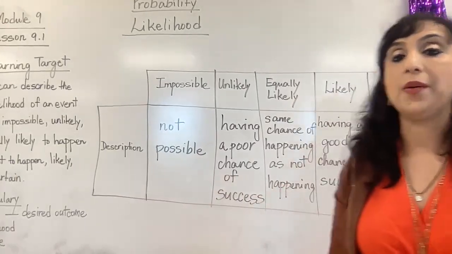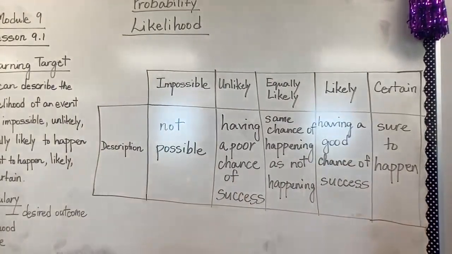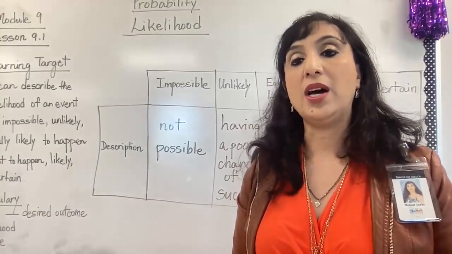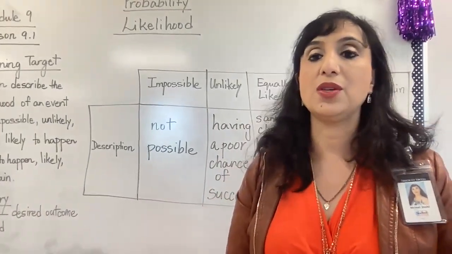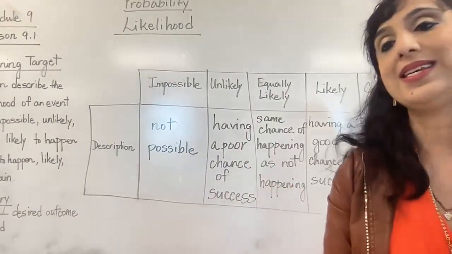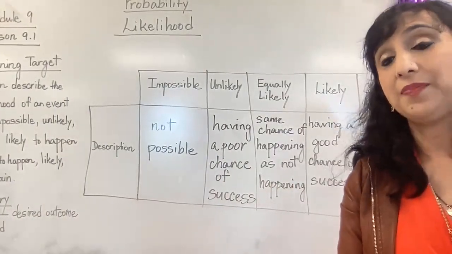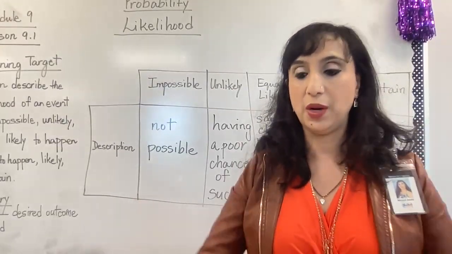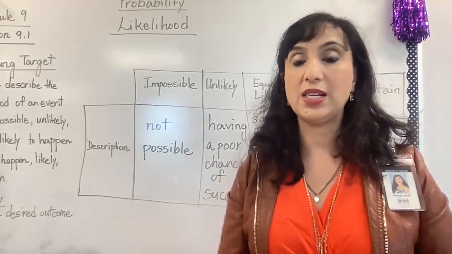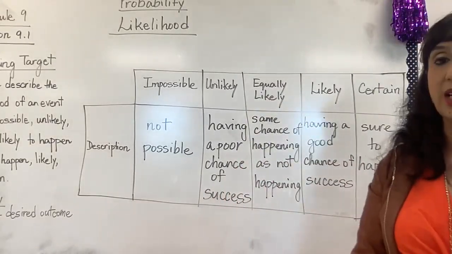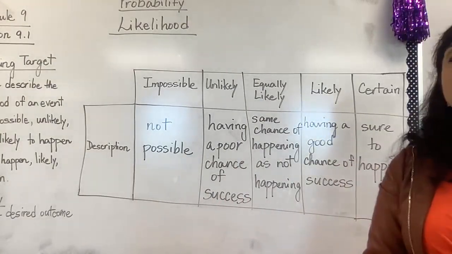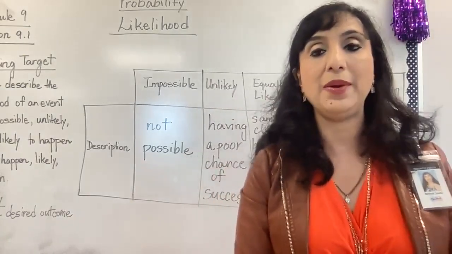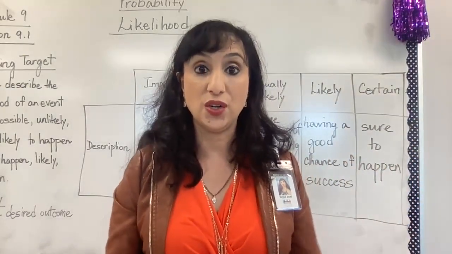Okay. So unlikely is having a poor chance of success. So when you have a majority of something else and a very small portion of what you're asking about, the event, then that is unlikely. Equally likely is when you have the same chance, when it's about the same proportion in both, then the chances of it occurring are equally likely. Likely would be having a really good chance of success. So the majority of it is probably that. So there's a great chance that it will happen. And certain is when it is sure to happen.